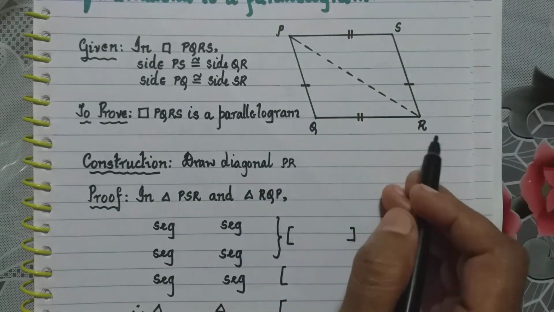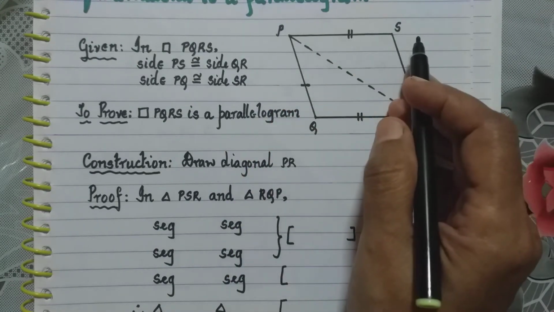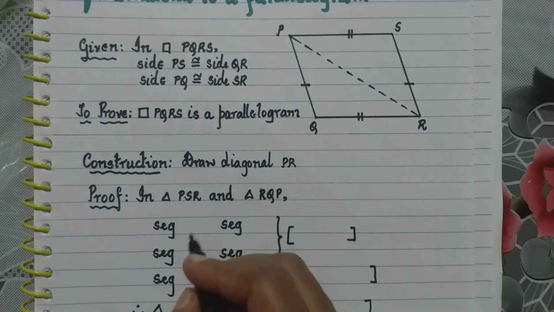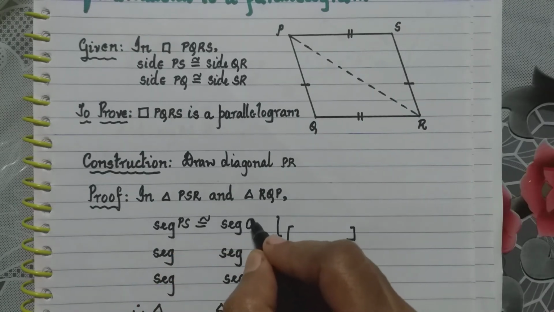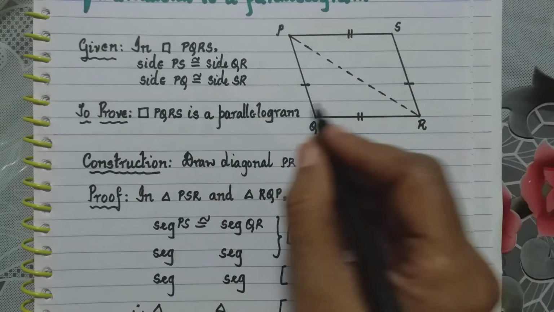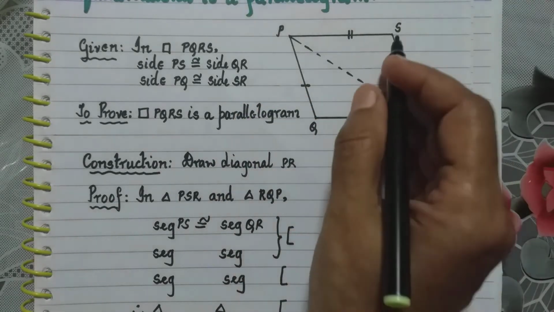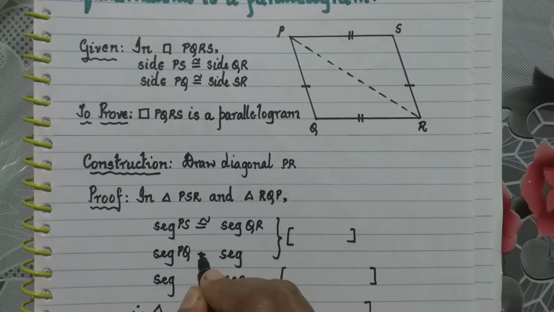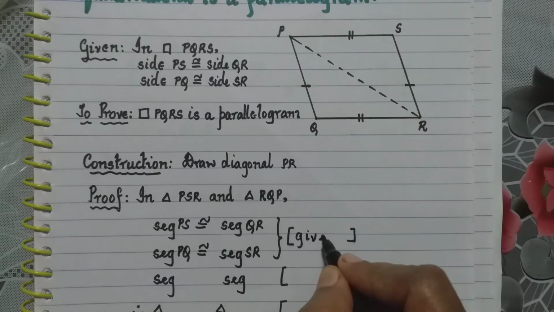Now in triangle PSR and triangle RQP, already they had given that segment PS is congruent to segment QR. So we write here segment PS congruent to segment QR. They have given one more pair of sides which were congruent to each other. Segment PQ is congruent to segment SR. So that was given. So these two were given. So we write here given.